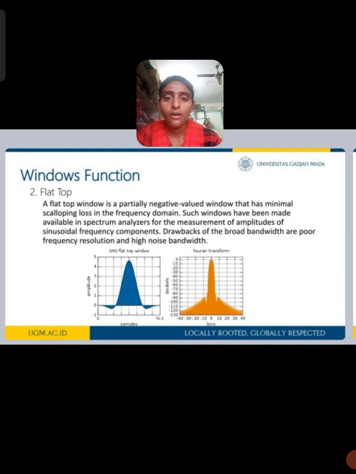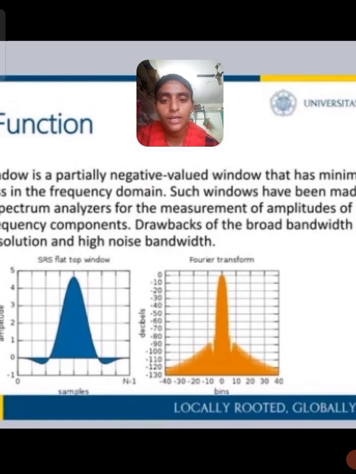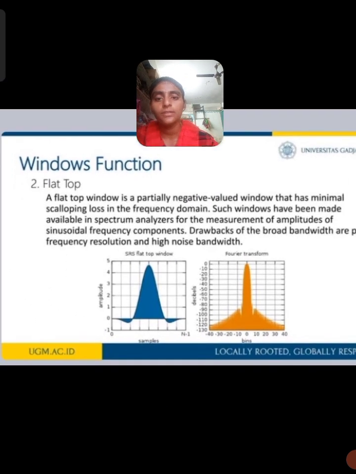Next one is flat top. The flat top window is a particularly negative valued window that can minimize the scalloping loss in the frequency domain, such as windows made available in spectrum analyzers for amplitude of frequency resultant, and can have high noise bandwidth. These are the waveforms of the flat top function.